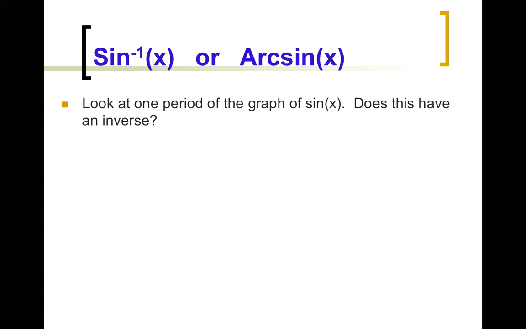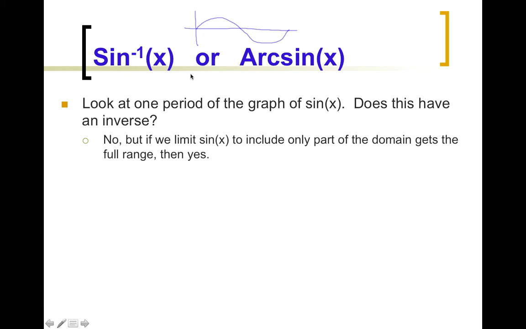So let's look at one period of sine x. If we looked at one period of the sine of x function, we could say, well, that does not have an inverse. It does not pass the horizontal line test. So then, just like with the quadratic function, we need to limit the domain. If we limit the domain to get the full range, then we can say that it has an inverse. And instead of going up and down, because that doesn't do it, we have to look at something that's going to get all of the values from -1 to +1.